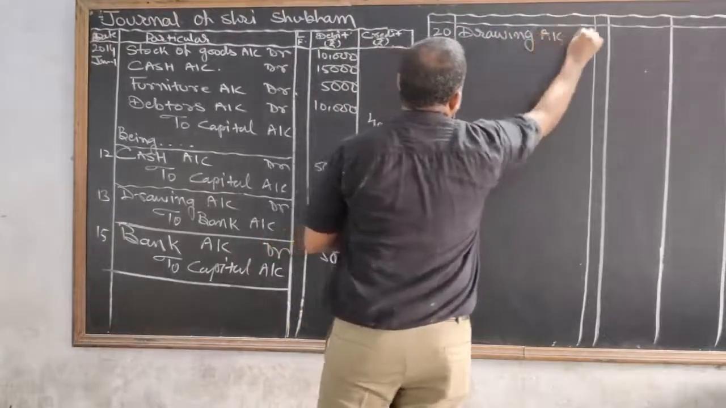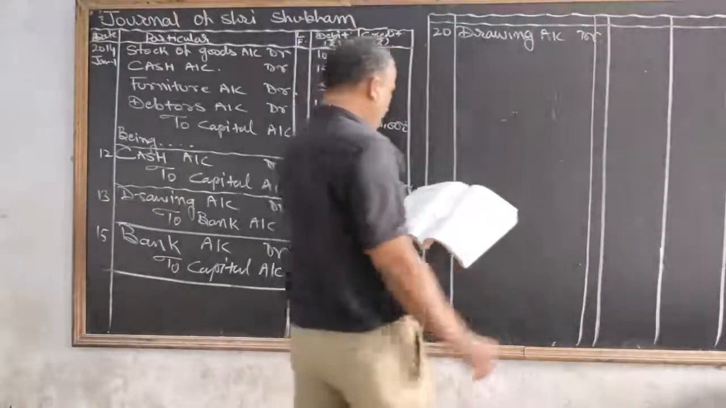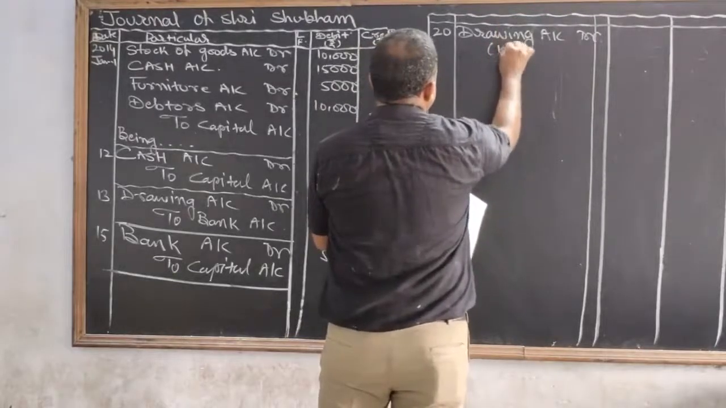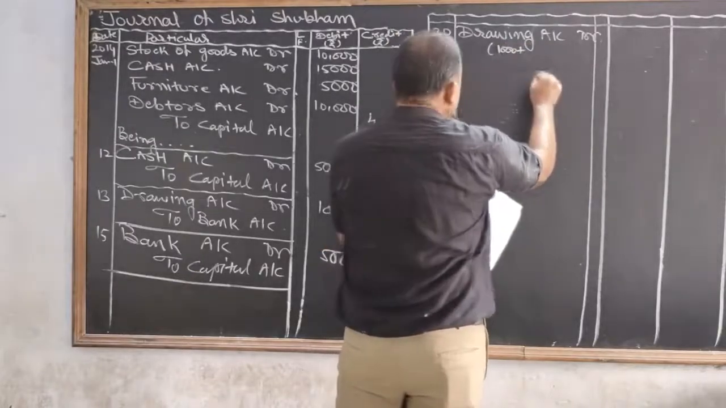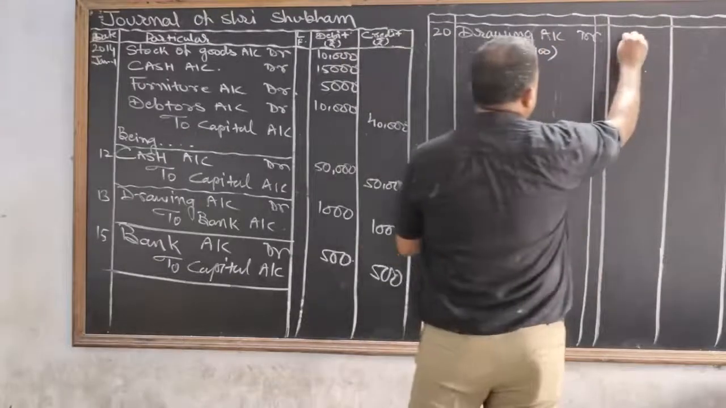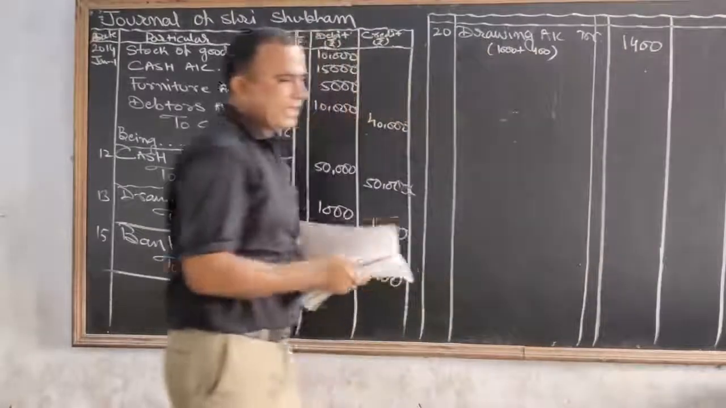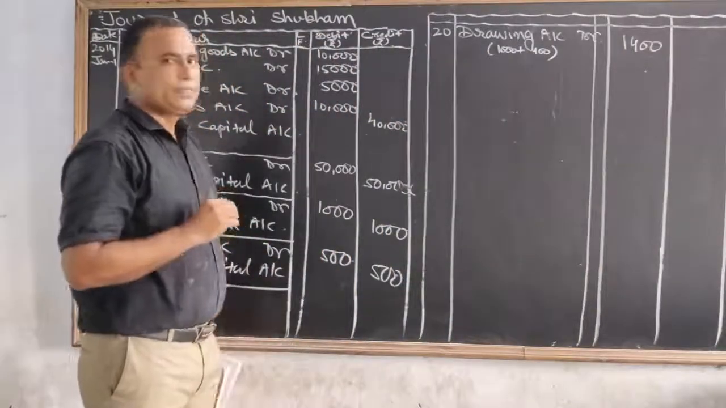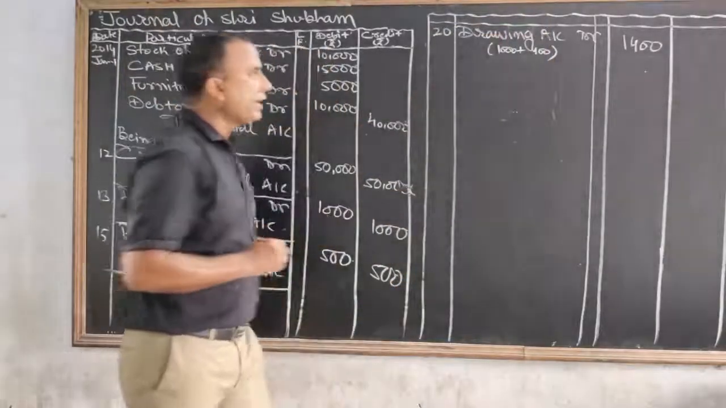Drawing account Dr, owner withdrew drawings of 1,000. अब देखो यहाँ पे 1000 प्लस 400, तो टोटल हुआ 1400. Owner withdrew cash as well as the goods from the business for personal use. So both are drawings. So drawings account debited by 1400.